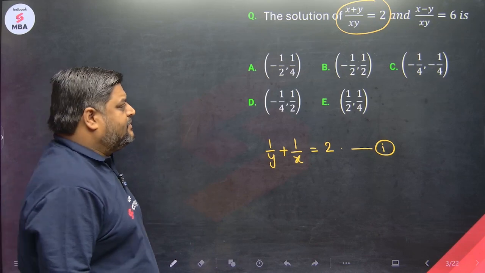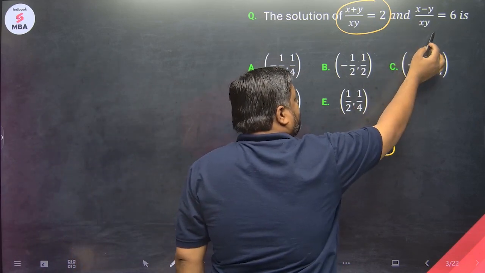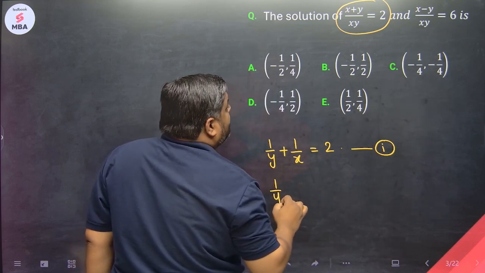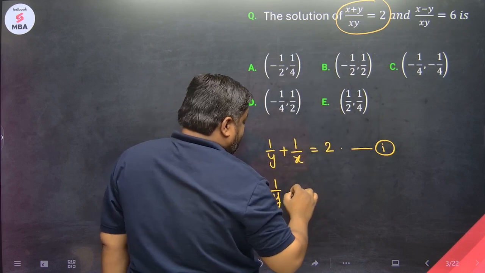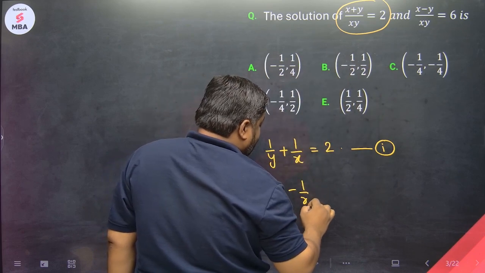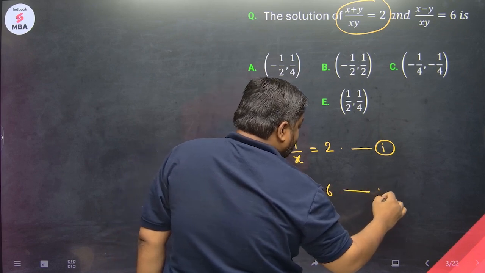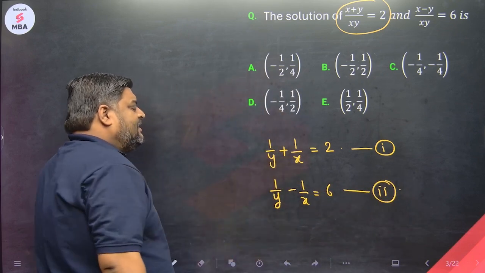Nothing more. In this one, what will we do? x upon xy, so 1 by y would be left. y upon xy, so that is 1 by x, but in between there is a minus. And this is equal to 6. This becomes my second equation. Now let's treat them directly.